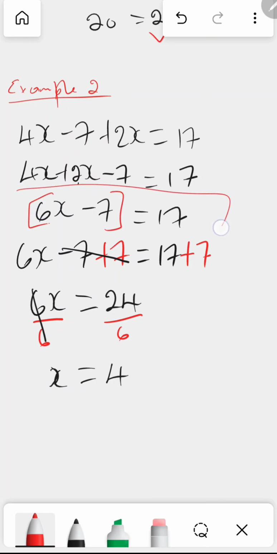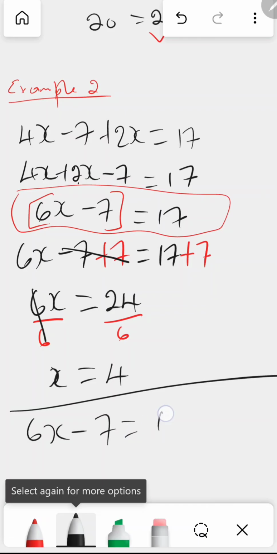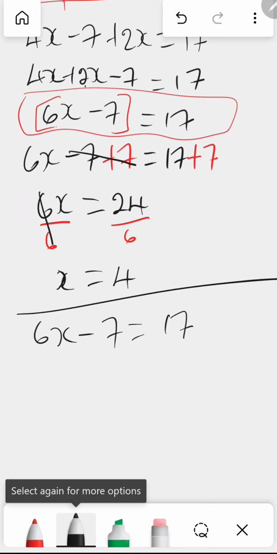So let's go using this equation. It will be 6x minus 7 equals 17. And we found that x is equal to 4. So we're going to say 6 times 4 minus 7 equals 17.